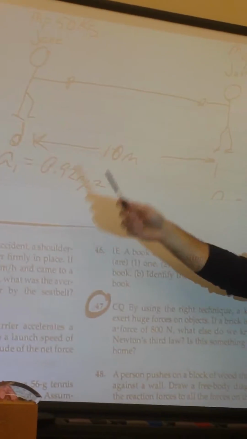Okay. Jane and John. All right, so this is what we know about Jane and John. We've done this earlier today. Jane's less massive than John. They're on a frictionless surface, or assumed frictionless. They're 10 meters apart. Jane has this much acceleration.